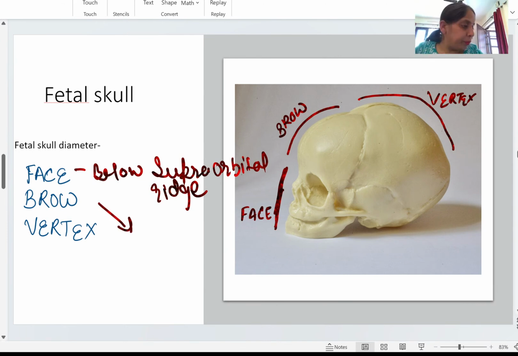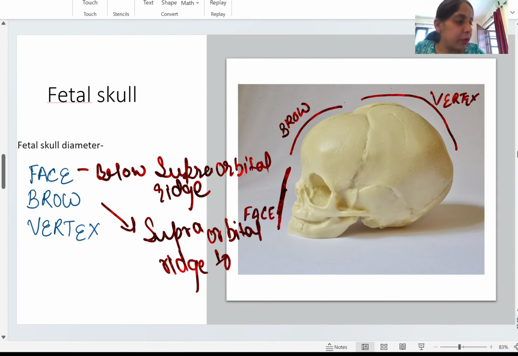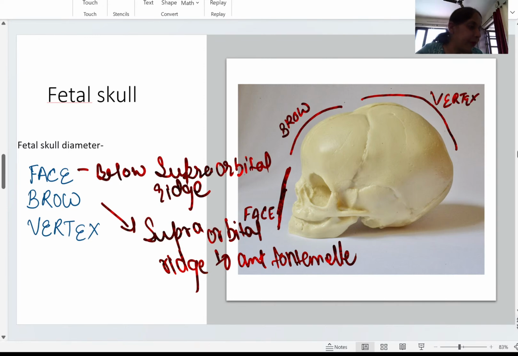What is brow? From the supraorbital ridge to the anterior fontanelle. Right? Brow is from the supraorbital ridge, look into the camera, to the anterior fontanelle. In common language, it is the forehead. The brow is the forehead.